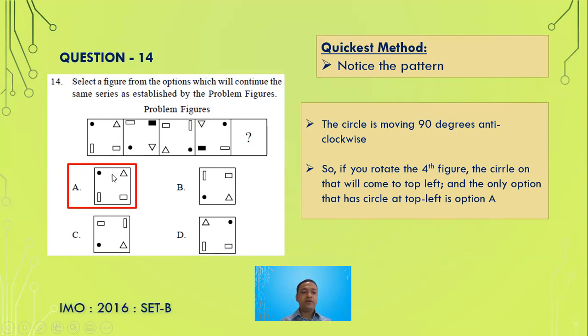So which is the only option where the dot is on the top left? The option A, isn't it? I'll explain this again. So move this anti-clockwise 90 degrees, the dot will come here, isn't it? So here is the dot. Now move this 90 degrees anti-clockwise, the dot is going to come here. Once you move this anti-clockwise, the dot is going to come here. At this position, if you move the dot anti-clockwise, the dot will come top left. The only option is option number A.